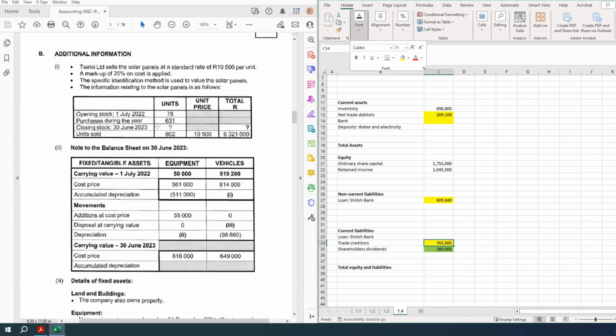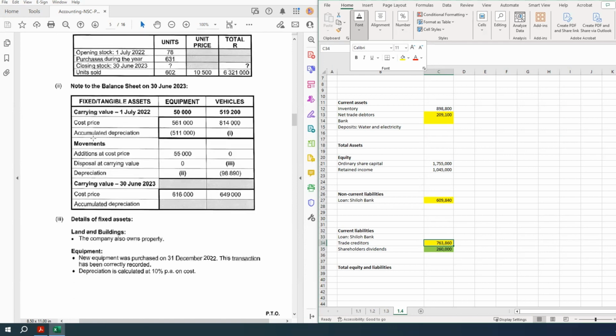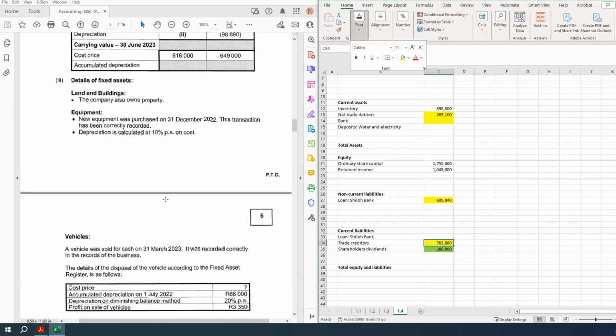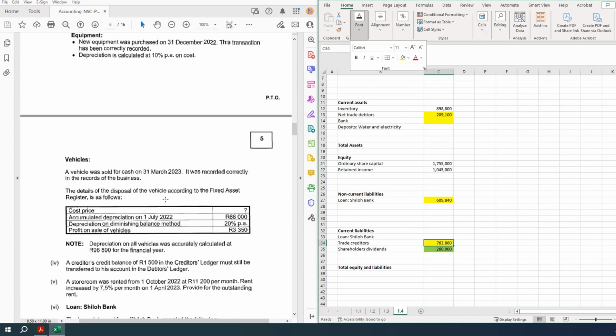Okay, so this is basically relating to the inventory. So this we've covered, one we've covered, and two is the fixed or tangible assets, which we've looked at. Okay, but there was actually something important that they've mentioned here. Under point 3, land and buildings. So they've told us that the company also owns property. Okay, so that means they've got land and building that they own. And nothing else further was mentioned about this.